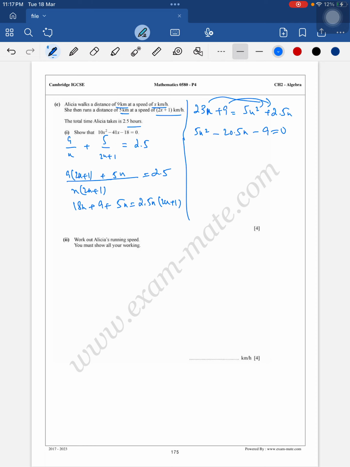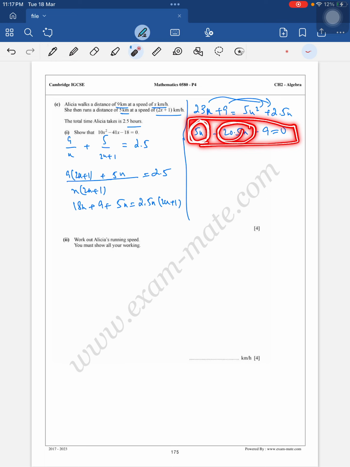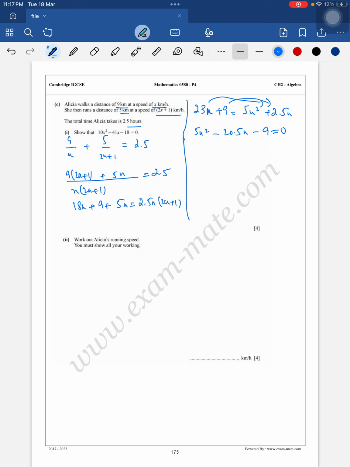Now I have to show that this equals 10x square minus 41x minus 18. So in order to convert it into this, I just need to multiply the whole expression by 2. If I multiply the whole expression by 2, the first coefficient will be 10, the second coefficient will be 41, and the third will be 18, right? So multiplying by 2, I will get 10x square minus 41x minus 18 equal to 0.